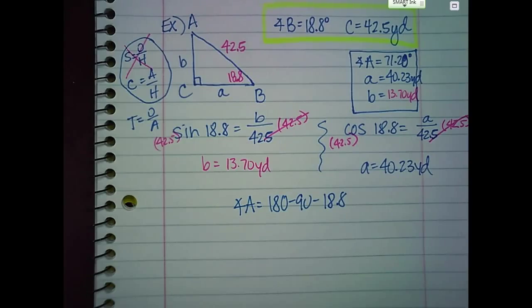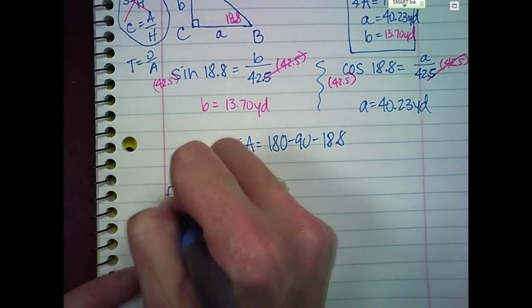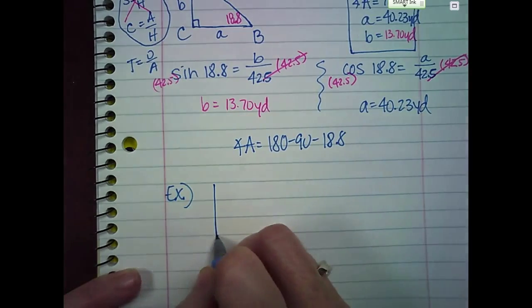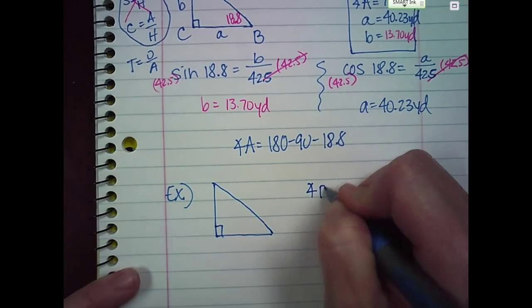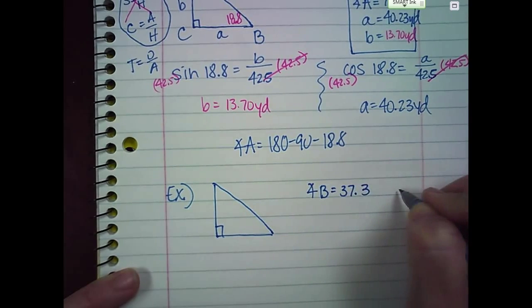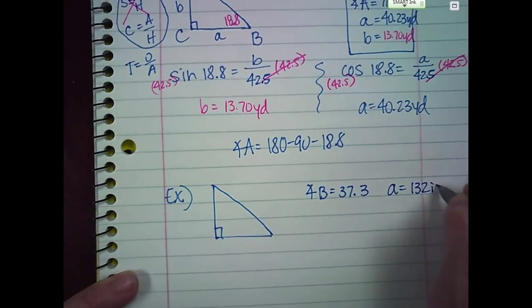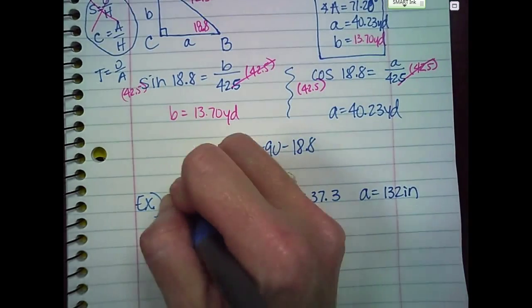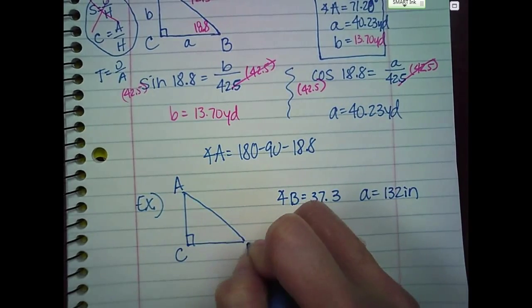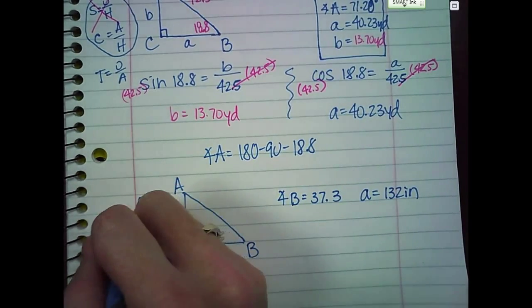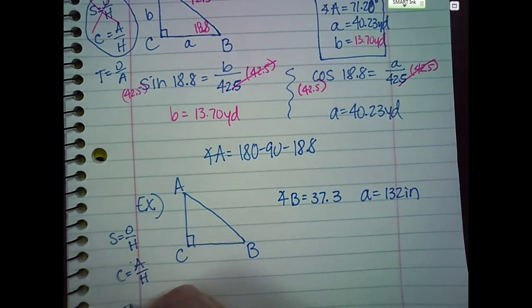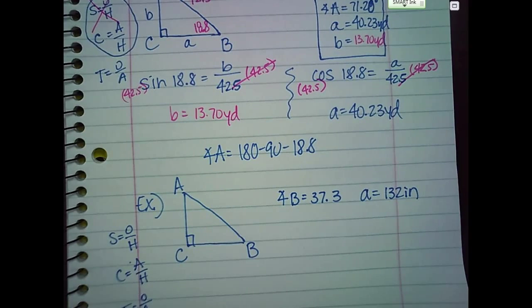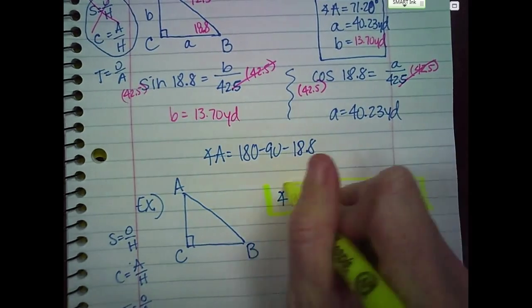So I'm going to give you one to do on your own. Ready? Here's your triangle. I'm going to tell you angle B is 37.3 and side A is 132 inches. Those are your two nodes. And when you label it, the right angle is C. And then don't forget over here if you need it to label SOHCAHTOA so you can decide which two you need. I'm going to walk around. I'll give you a few minutes and I'm going to walk around and check.